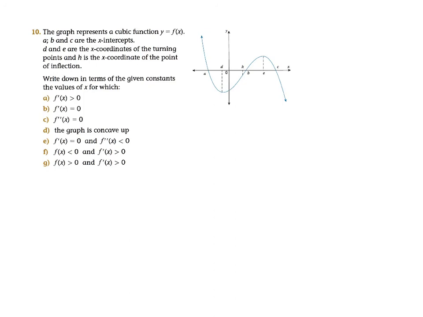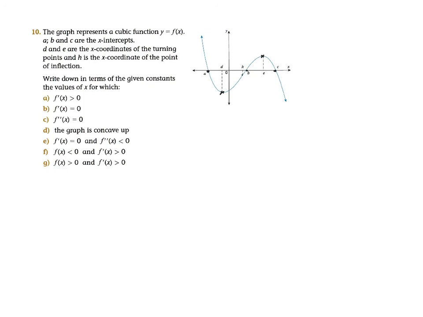The graph represents a cubic function y equals f of x. So you will be delighted, this is the original function, and it's a cubic. So all is well. Then they told you that a, b, and c are some x-intercepts. D and e are the x values of the turning points, the stationary points, and h is the x value of the point of inflection of the curve.